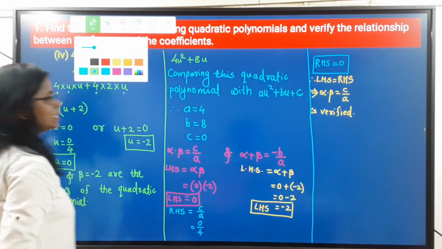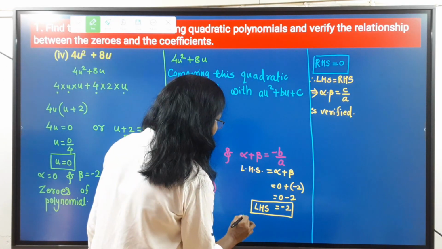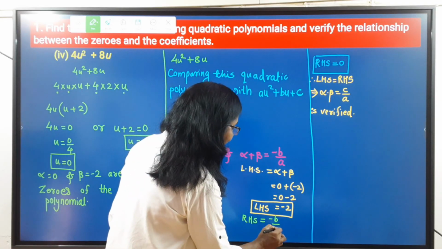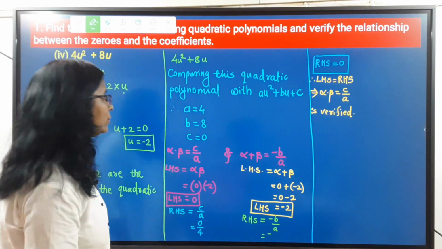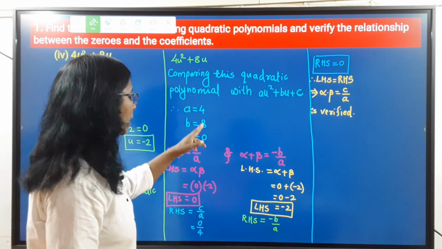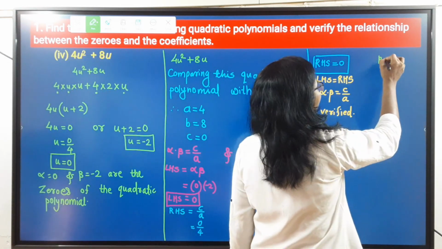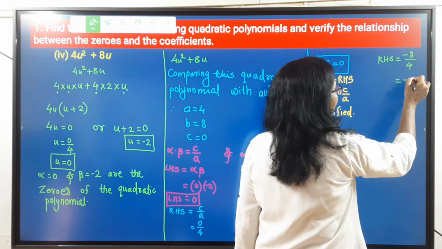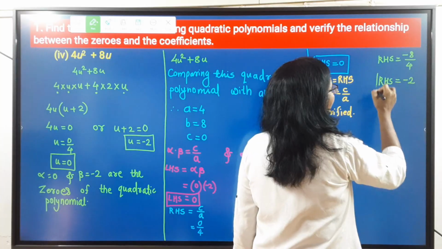So now here, students, the RHS. RHS is equal to minus B upon A. That means minus of, I write down here, minus 8 upon 4. RHS is equal to minus 8 upon 4, and that means minus 2. RHS is equal to minus 2.